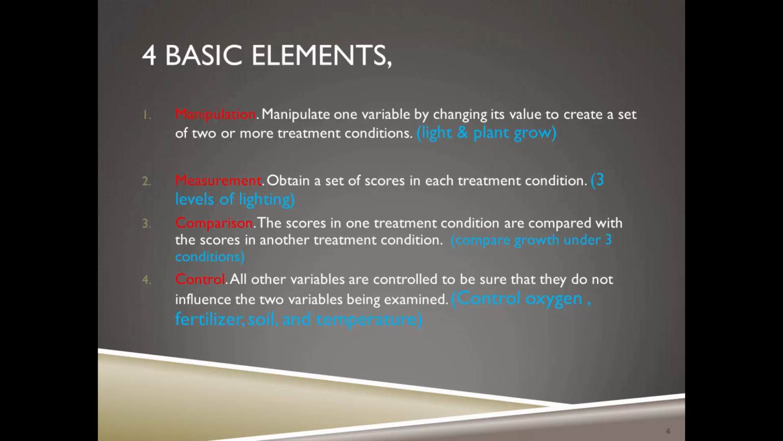For example, if you want to compare the effect of lighting on plant growth, you want to control for the kind of fertilizer that is used in each condition, the kind of soil, the amount of temperature, and the level of oxygen. They all have to be equal, otherwise you cannot be sure that it is the amount of lighting that makes the difference, not the other variables.